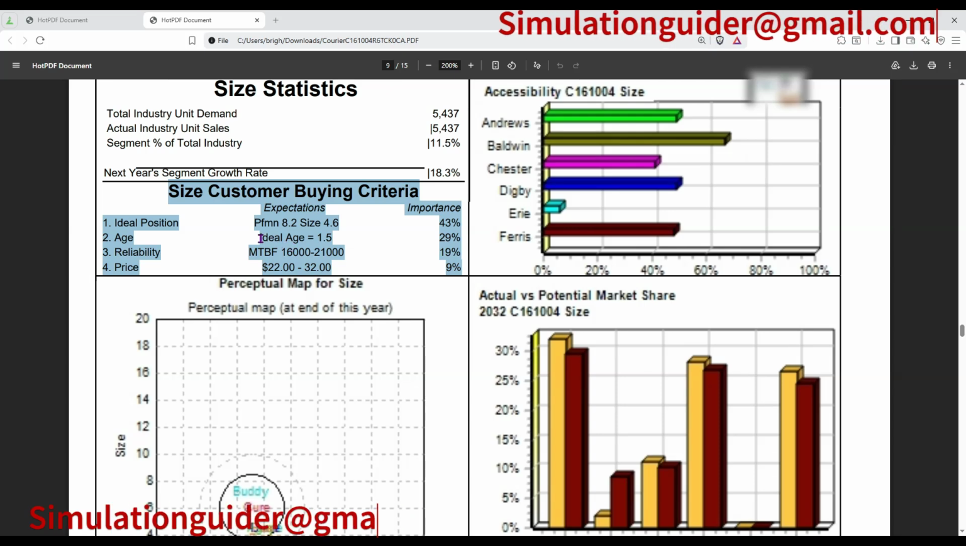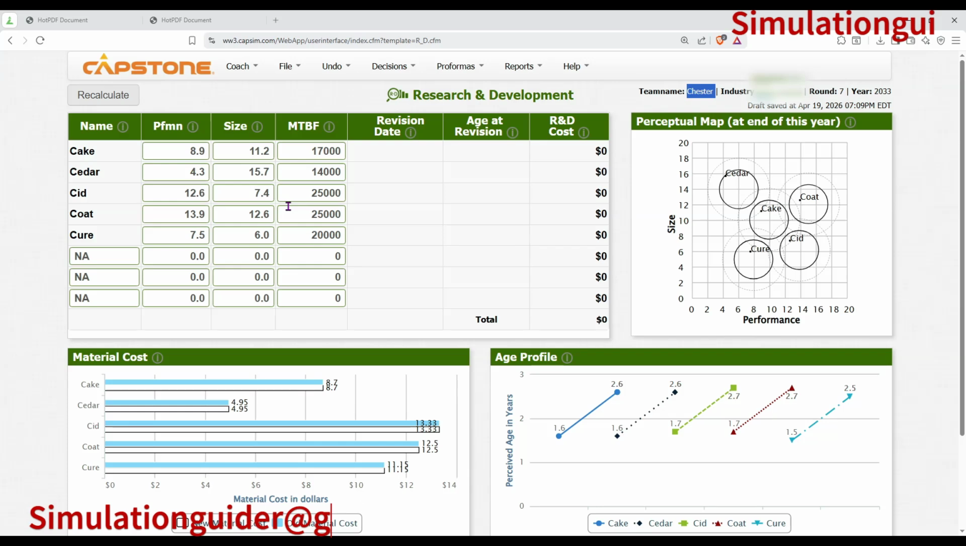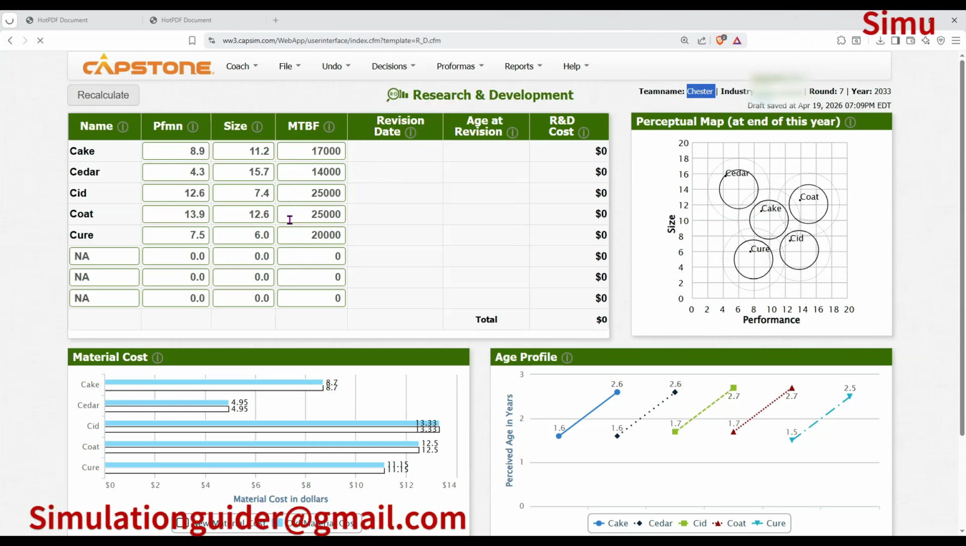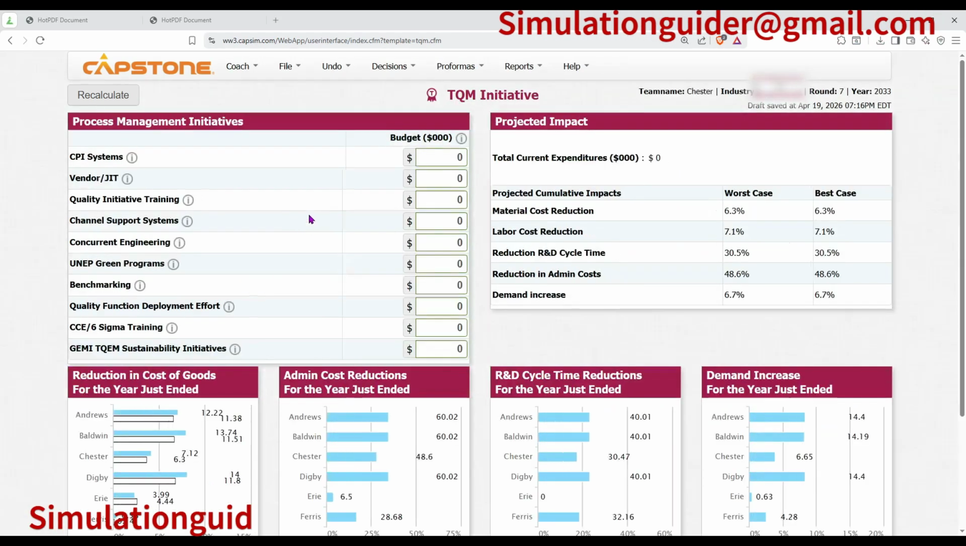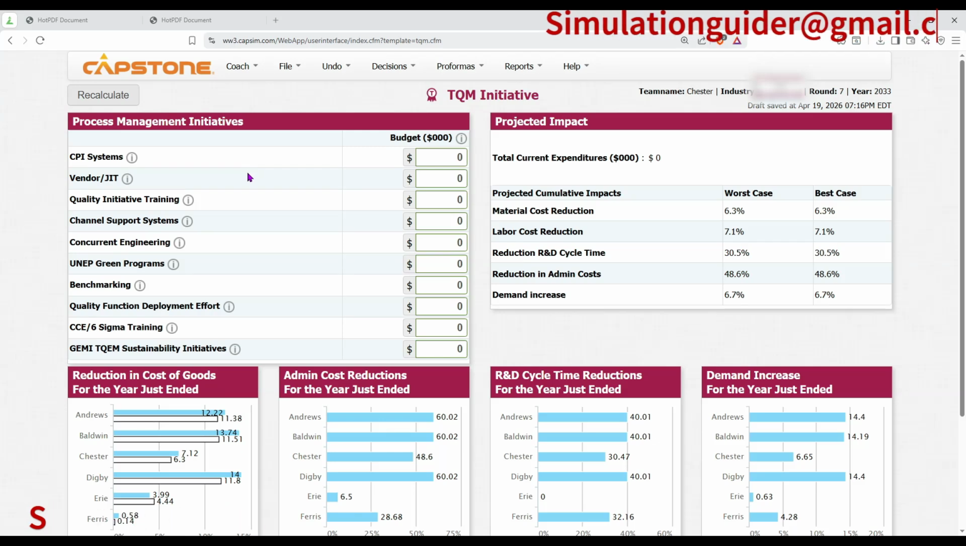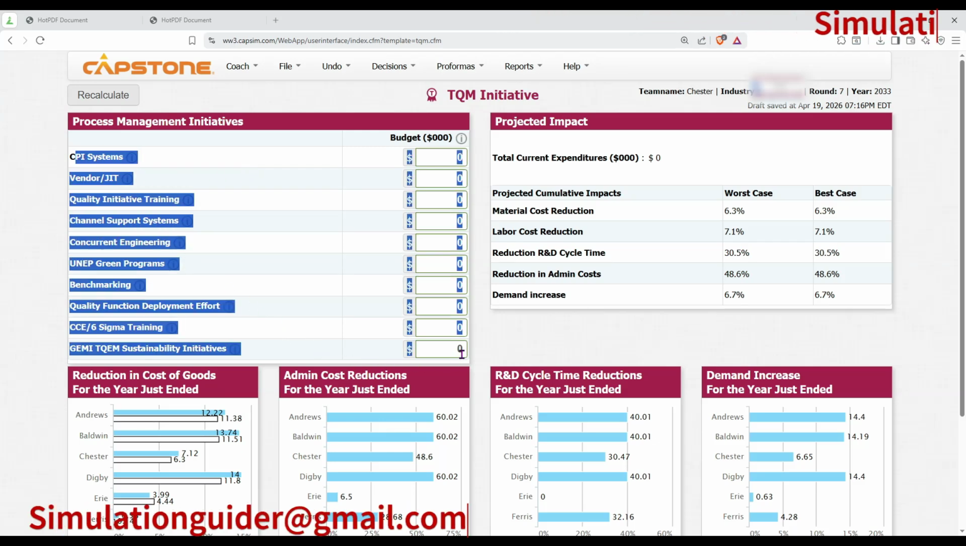So after going cleanly through the report, I'm going to make decisions for round 7, and we shall be able to make them together. First of all, we shall start with the TQM, the total quality management. Remember that I've done videos about total quality management before, and under this we have the TQM initiatives, which is the CPI system vendor. You can go through my videos to learn about the TQM.